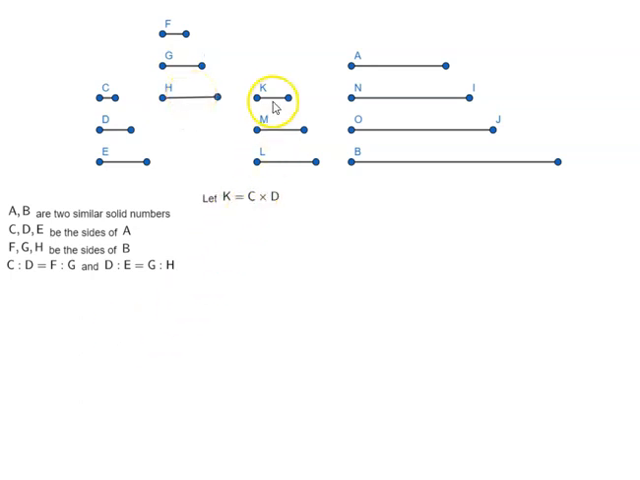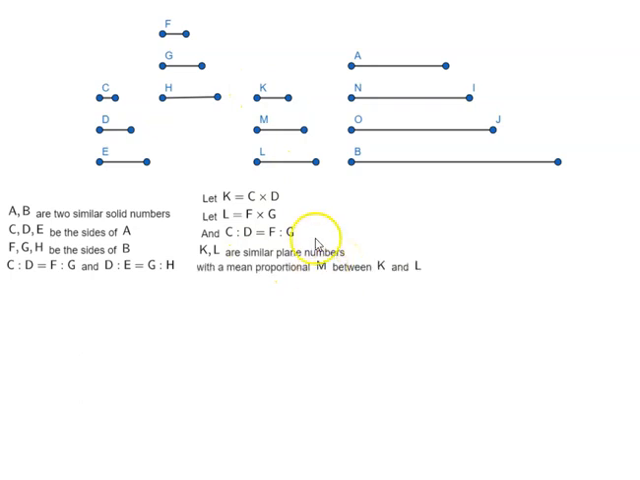Let K is equal to C times D. L is equal to F times G. So K is C times D and L is F times G. And C is to D will be equal to F is to G. Yes, because the sides are proportional. So that means K and L are similar plane numbers. The mean proportional M between K and L. How do we get M between K and L? Because we know there is going to be a mean proportional between K and L.